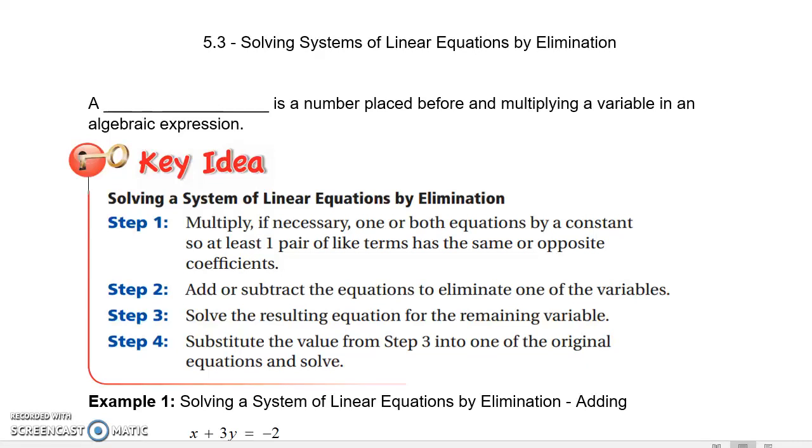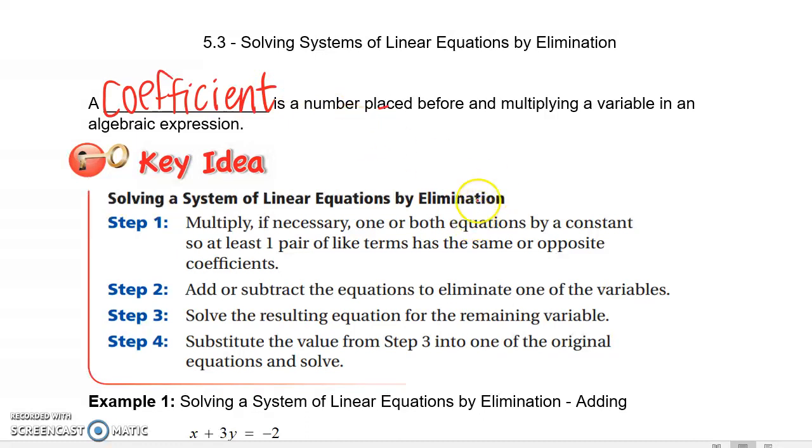Okay, we're on lesson 5.3, solving systems of linear equations by elimination. We're going to fill in our vocabulary word. Coefficient is a number placed before and multiplying a variable in an algebraic expression.